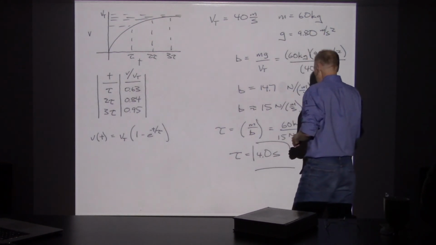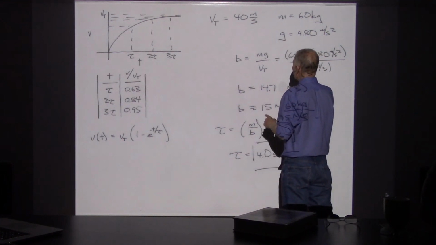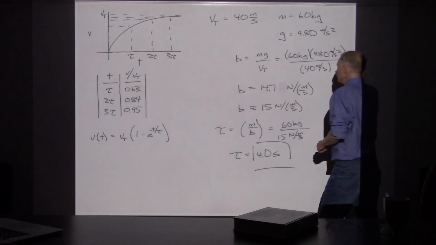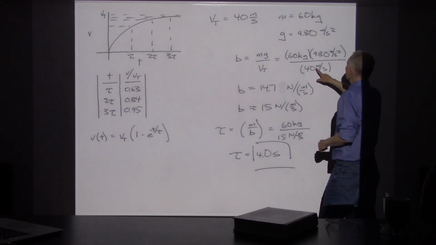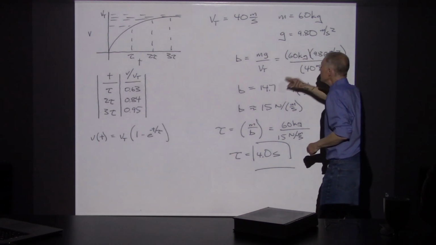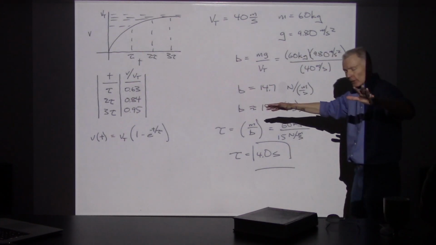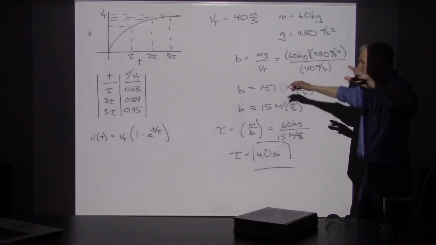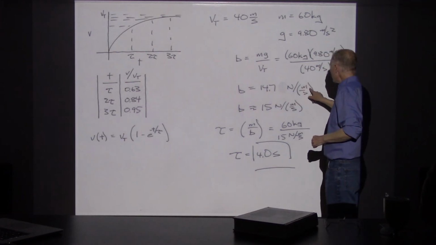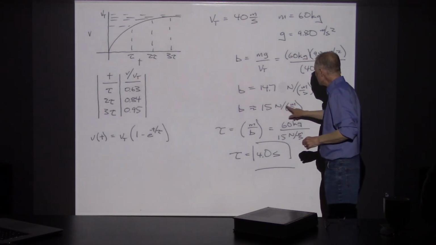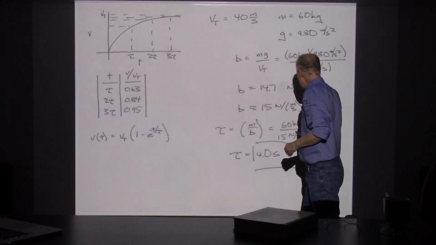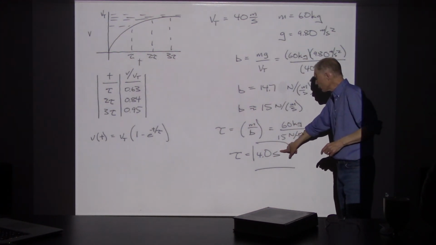Now, let's see what happens here. So the B value that we end up with is mg over the terminal velocity. So if the terminal velocity is 40 meters per second, I put in the values for mg. It says the B value for a skydiver with their arms and legs kind of spread out is 14.7 newtons per meter per second, or about 15 newtons per meter per second. What would the tau value be? And the tau value from this is 4 seconds.